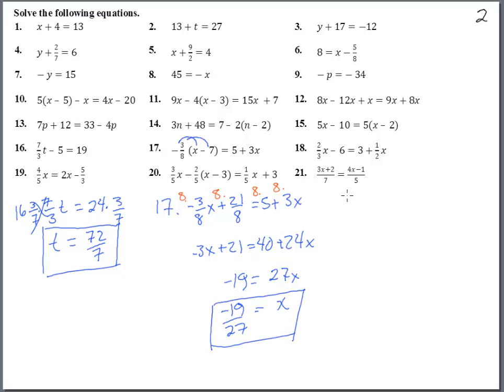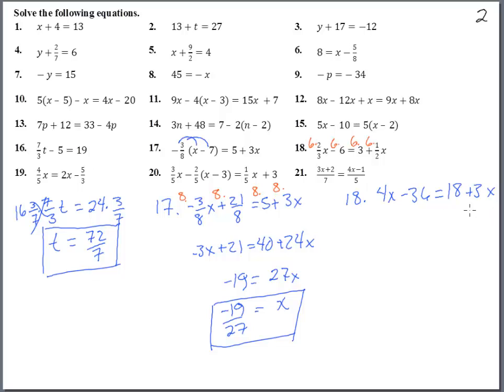Number 18. Here, getting rid of the fractions is going to be a little bit tougher. We have a 3 and a 2 as a denominator, so common denominator is going to be 6. So if we times everything by a 6, should clear out all the fractions and make it easier to look at. So 6 times 2/3, that's 4x. 6 times 6 is 36. 6 times 3 is 18. And 6 times 1/2 is 3.